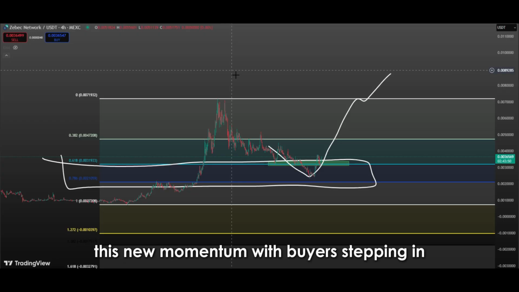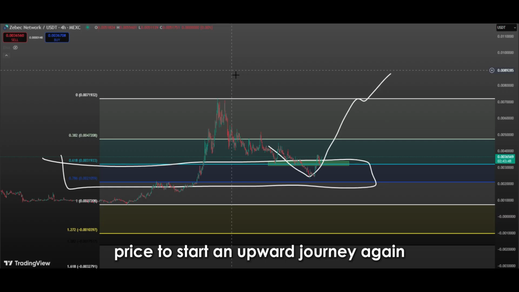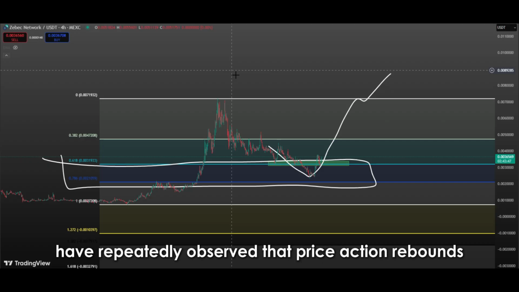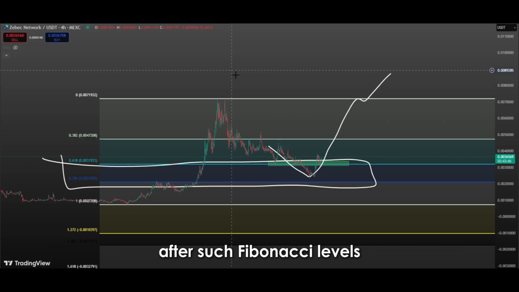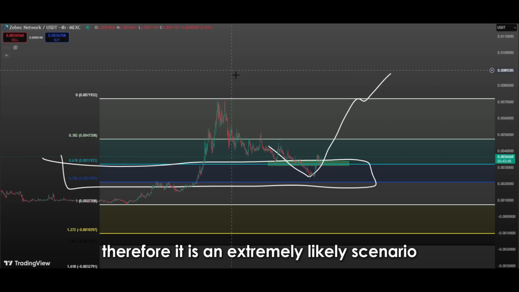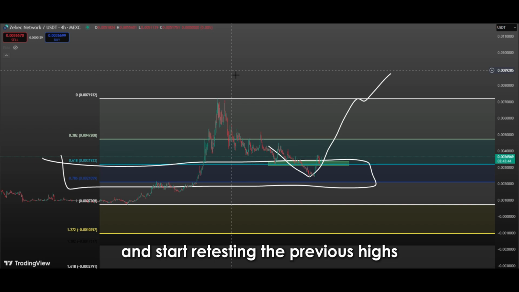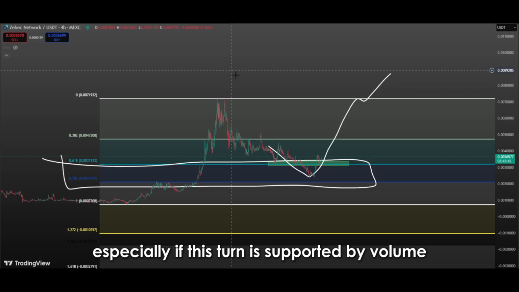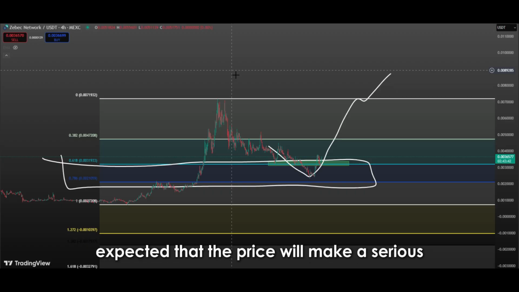region. This new momentum, with buyers stepping in, seems to have set the stage for the price to start an upward journey again. Many professional traders and technical analysts have repeatedly observed that price action rebounds after such Fibonacci levels, and new highs are targeted. Therefore, it is an extremely likely scenario that the price will accelerate upwards from the current levels and start retesting the previous highs. Especially if this turn is supported by volume, it is technically expected that the price will make a serious upward attack and reach the previous highs.